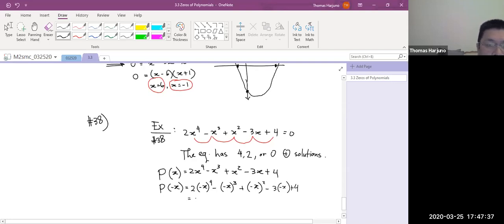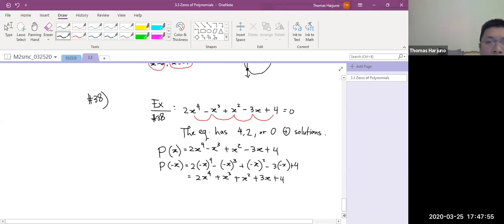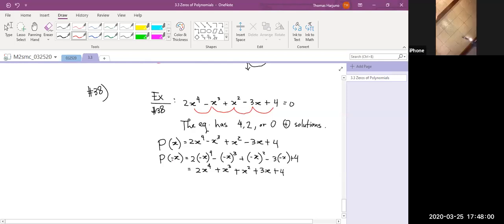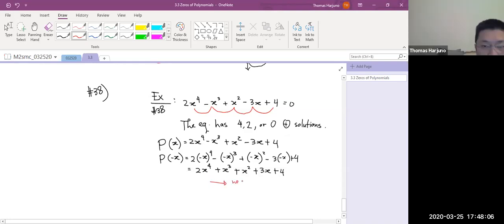Which simplifies to be 2x to the 4th plus x cubed plus x squared plus 3x plus 4. Now, how many variations of signs here? There's no variation of sign? Zero. Okay, so the equation has 0 negative solutions.